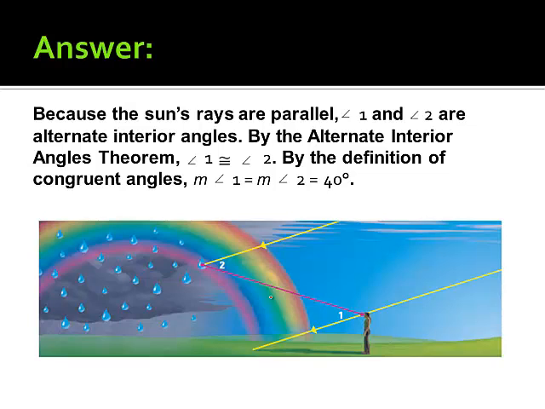And by the definition of congruent angles, you can state that the measure of angle 1 is equal to the measure of angle 2. That's what definition of congruence states. Anytime you go from congruence to equality, that's definition of congruence. So we know that angle 2 and angle 1 is 40 degrees.